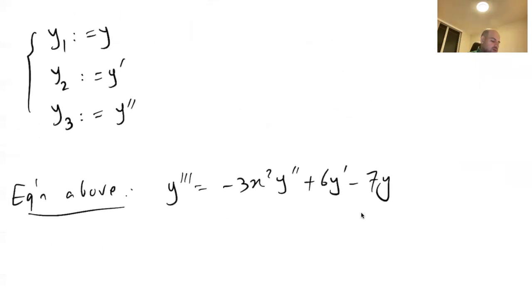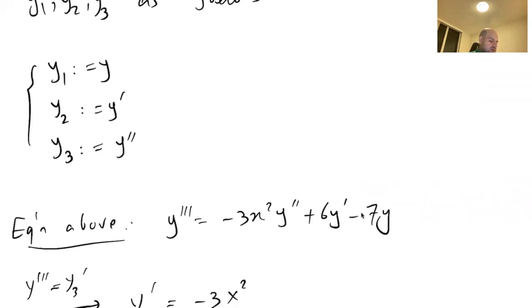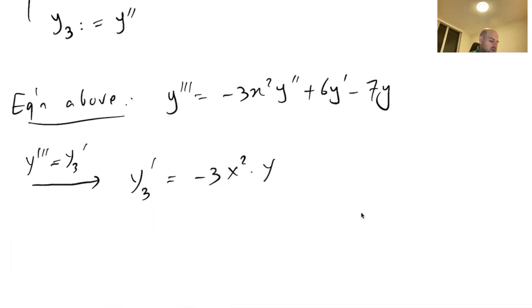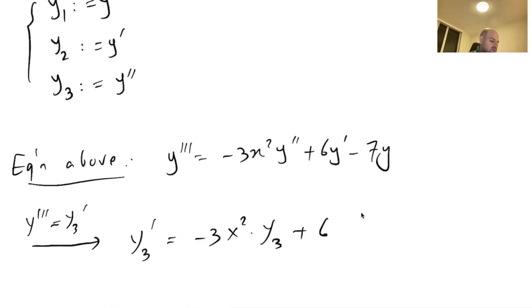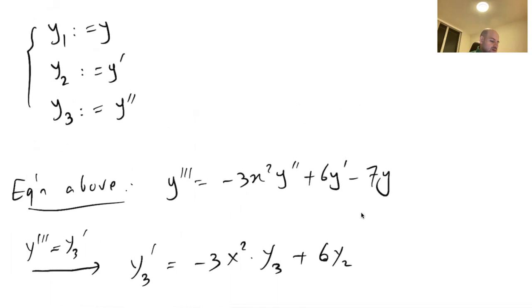Now, y third derivative can be written as y3 prime, because y3 is defined as y double prime. So y third derivative is the same as y3 prime. So y3 prime is equal to minus 3x squared times y double prime, and y double prime is the same as y3, plus 6y prime. y prime is the same as y2, and minus 7y, y is the same as y1, so minus 7y1.